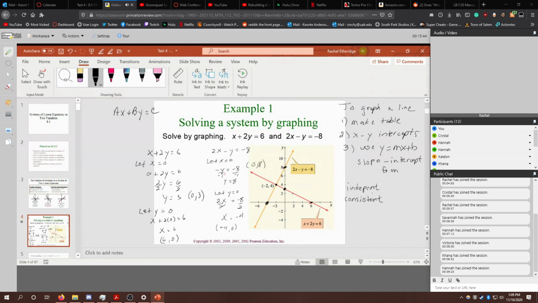So with graphing the lines, you can graph them any way you want to. You do not have to use x and y intercepts. You can solve for y, and you can use the slope and the y-intercept if that's what you prefer. Either way, it doesn't matter. All you're doing with graphing a system is trying to find that intersection point.